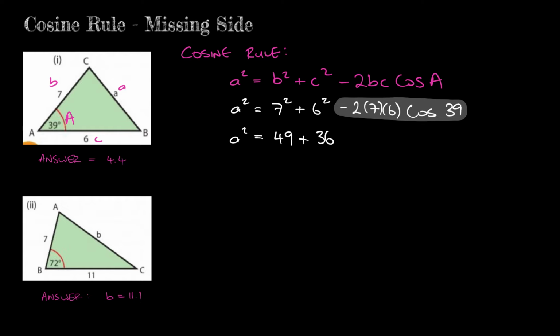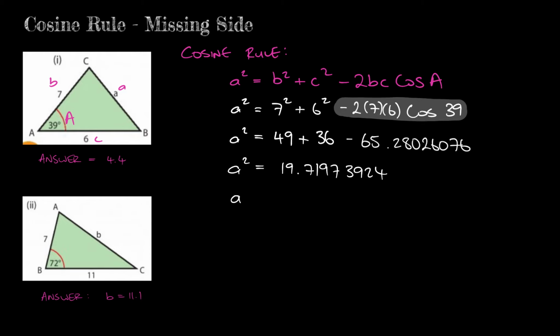So I'm going to type that into the calculator. Negative 2 multiplied by 7 multiplied by 6 multiplied by cos of 39 will give me an answer of minus 65.28026076. I need to tidy that up, so all I'm going to do is put all my numbers together. I can add the two of these and subtract this. So a squared will be equal to 49 plus 36 minus 65.280 and so on. Type it into the calculator and you'll get 19.71973924. These questions ask you to round, so that's a squared.